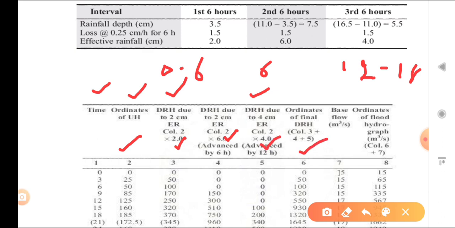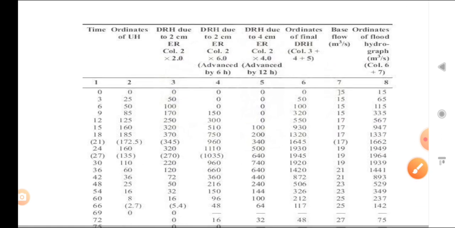That's how we will find the ordinate of the final DRH. But we have to find the flood hydrograph. So what we have to do is add the base flow to the ordinates of the final DRH, and you will find the ordinates of our desired flood hydrograph. You can see that value is there.